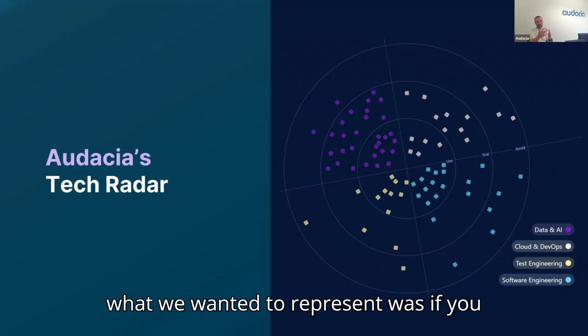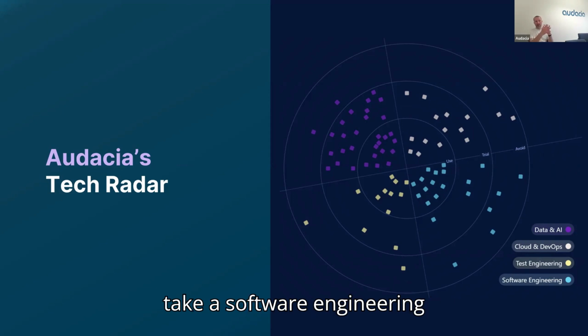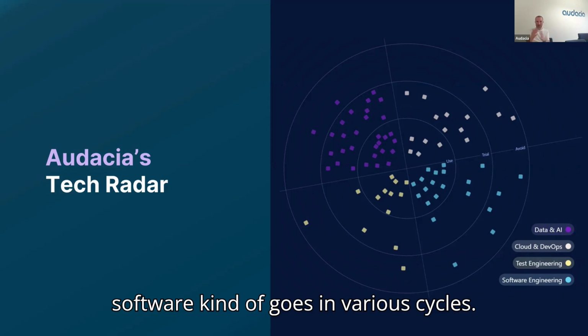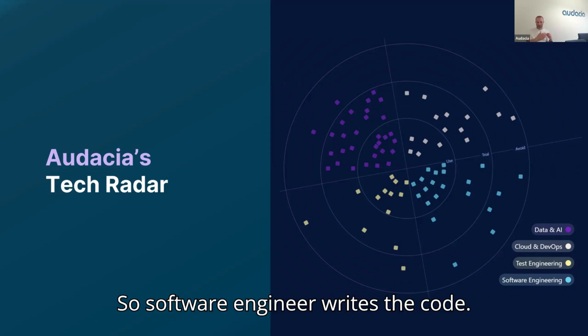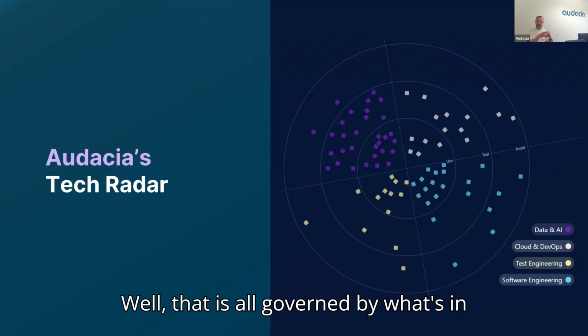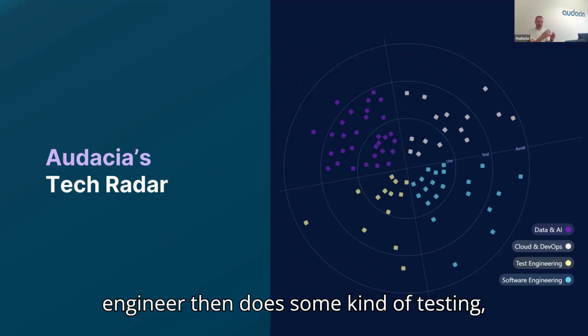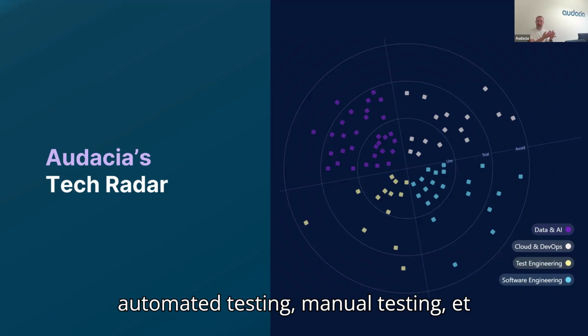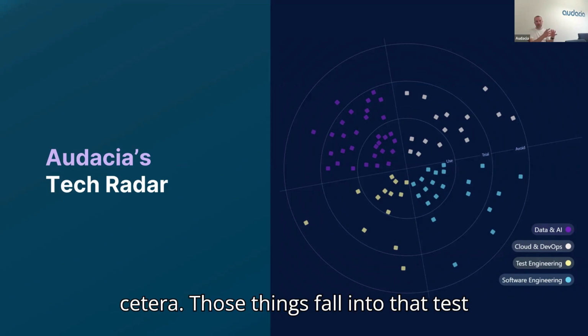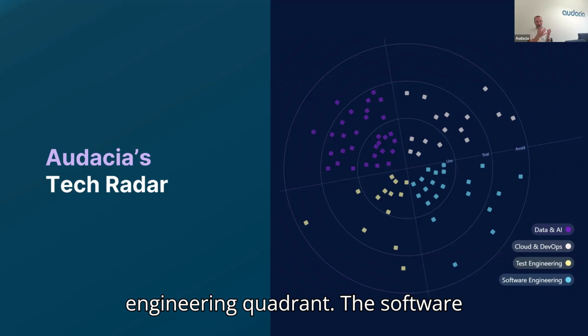represent was, if we take a software engineering project, source code goes through various cycles. So a software engineer writes the code. Well, that is all governed by what's in the software engineering quadrant. A test engineer then does some kind of testing, automated testing, manual testing, etc. Those things fall into that test engineering quadrant.